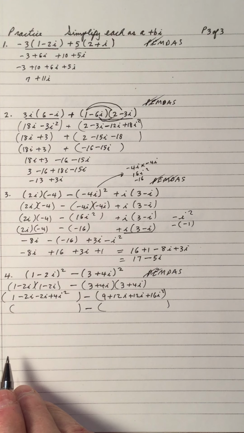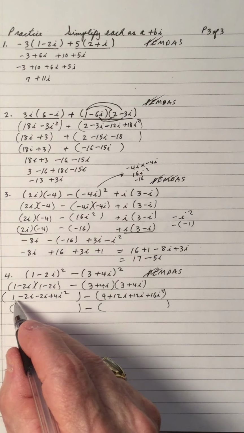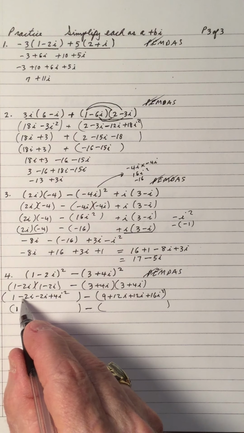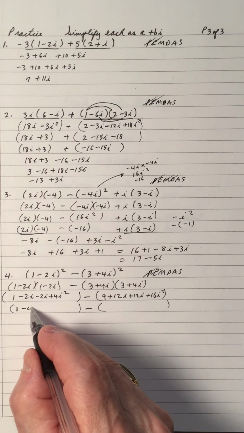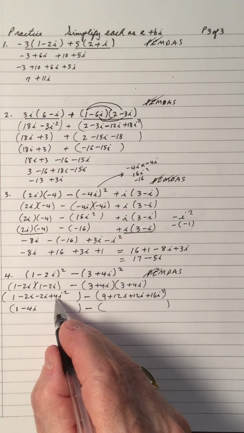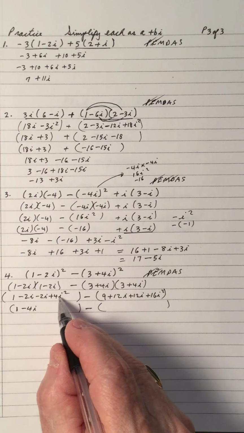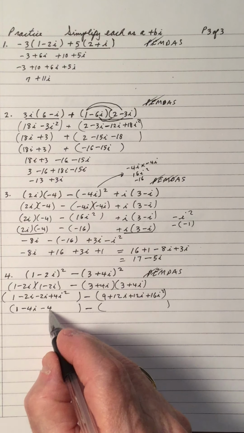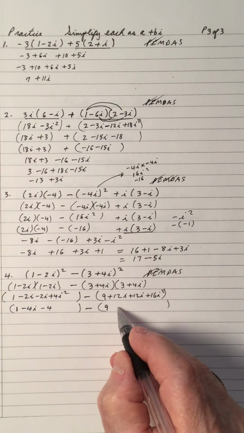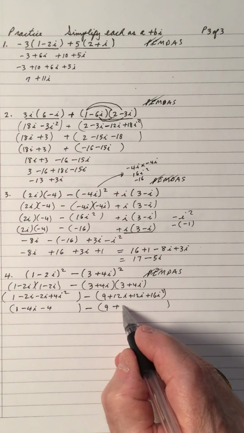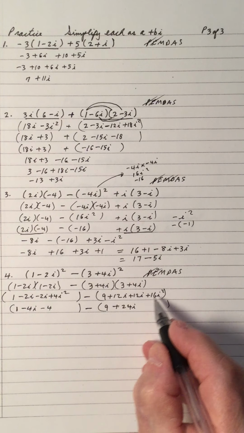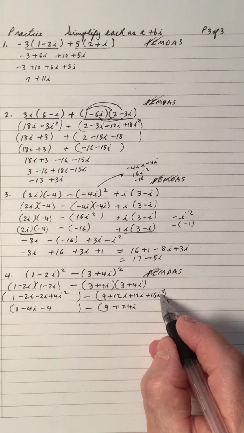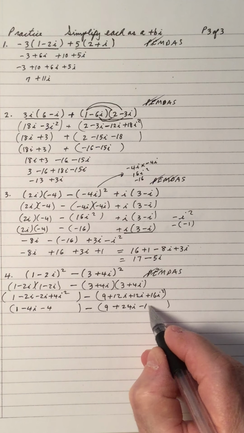So let's see what we have. 1, negative 2i and negative 2i is a negative 4i. And 4i squared is 4 times negative 1, since i squared is negative 1, so that's negative 4. So that's a 9 plus 24i. And 16i squared is 16 times negative 1, which is negative 16.